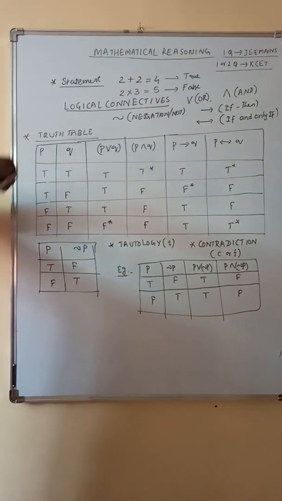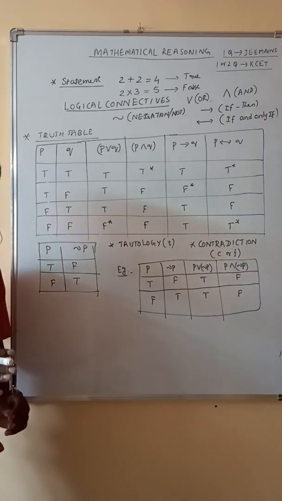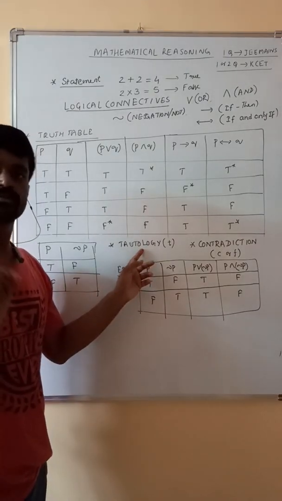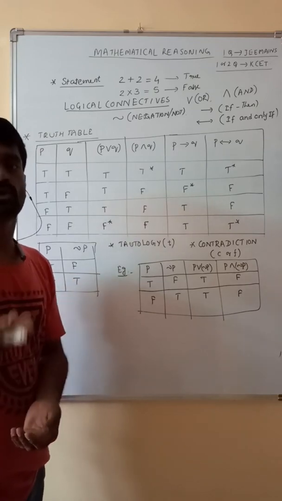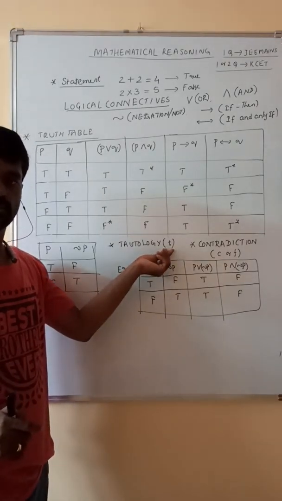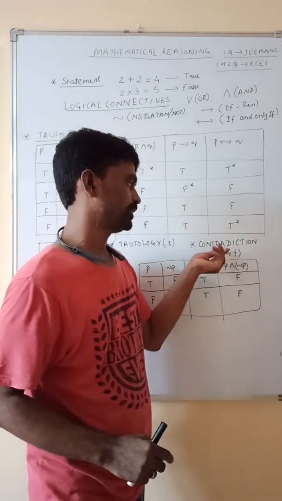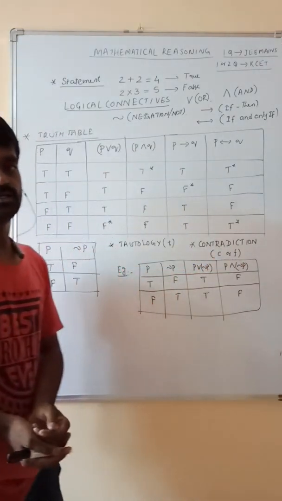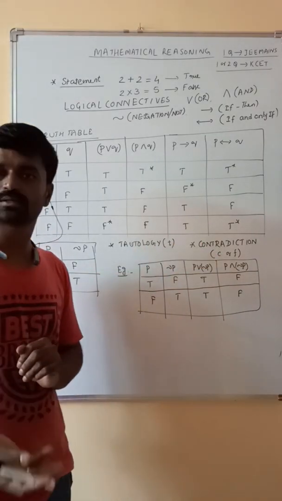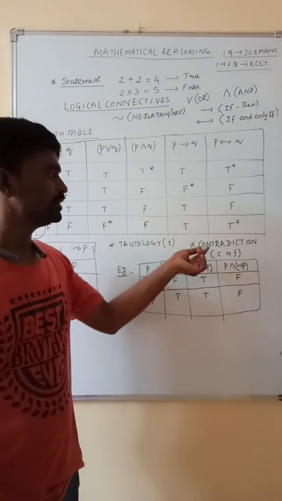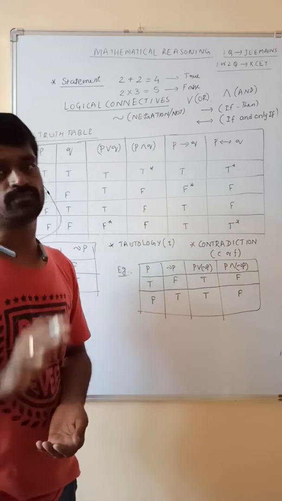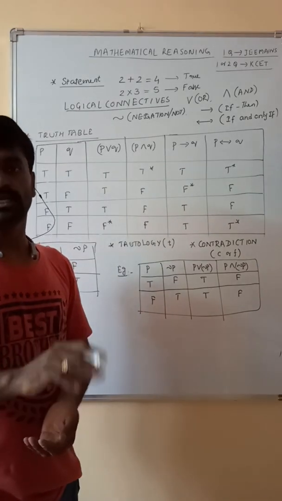A compound statement is said to be a tautology if it is always true, in any combination. The tautology is denoted by the small symbol t. And contradiction is denoted by small c or small f. It is just the negation of tautology. Tautology is always true, and contradiction is always false. That means a compound statement is a contradiction if it is always false in any combination.